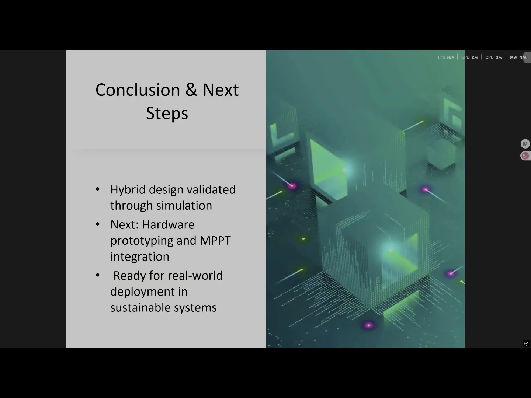Finally, we have validated the design in simulation. Our next step is hardware prototyping and adding MPPT so the system can directly connect to real renewable sources. The goal is to turn this into something deployable in sustainable energy systems, not just a simulation model.